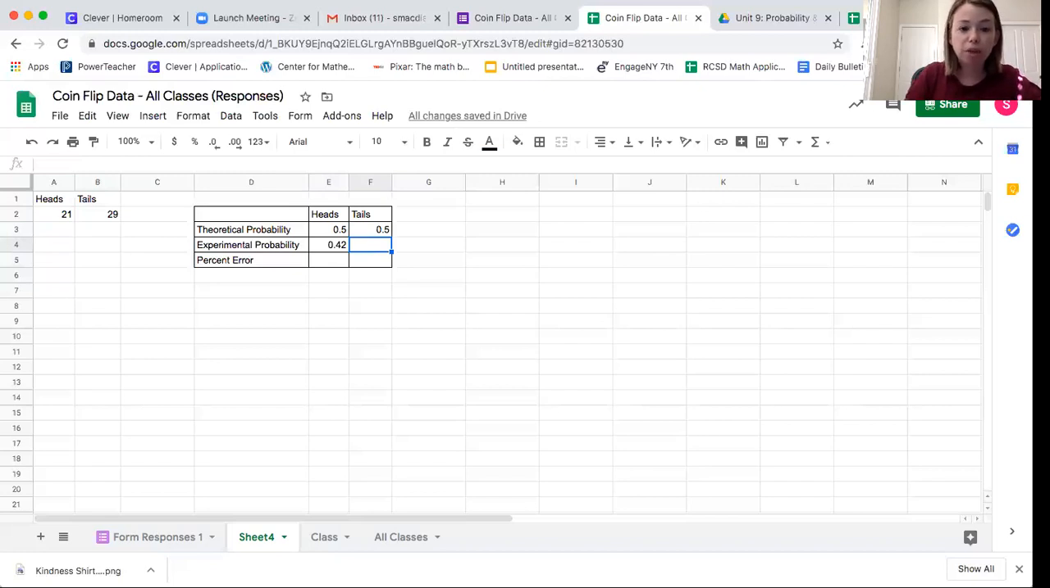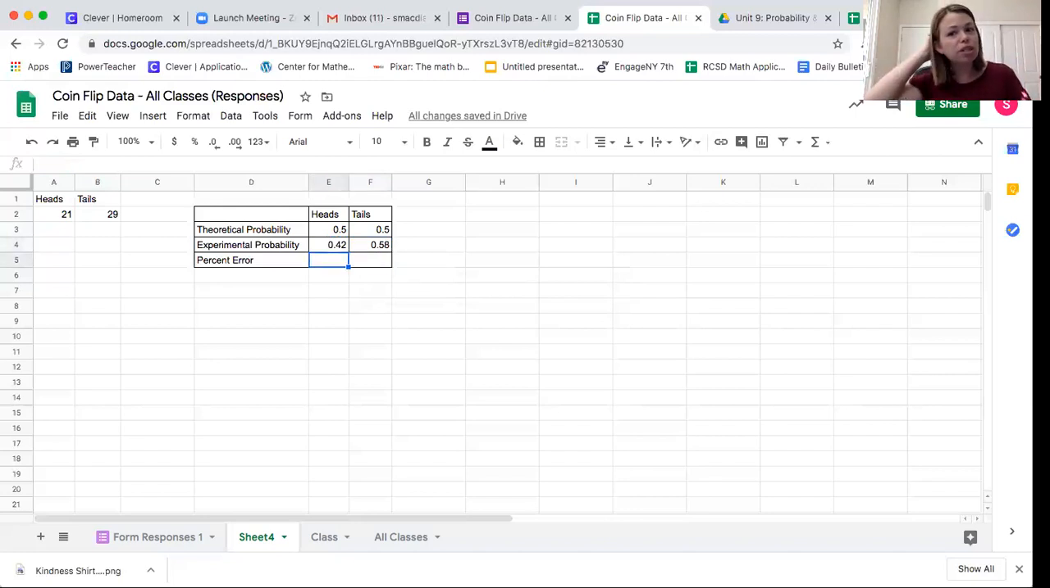We're going to do the same thing with tails. In fact, I can copy this, and it's so smart that it will automatically know that when I copy it here, I'm talking about the next column over and give us the probability for tails. So the experimental probability for flipping tails is a little higher, it's 0.58.